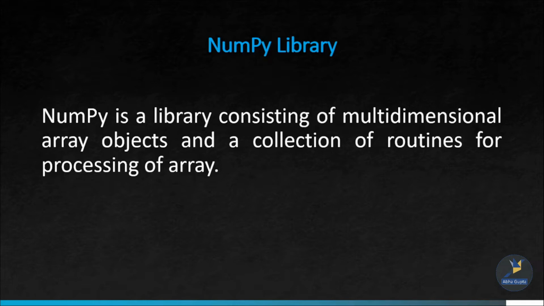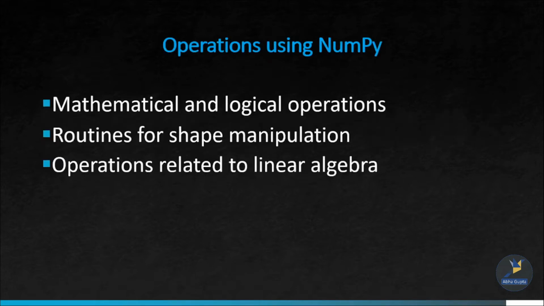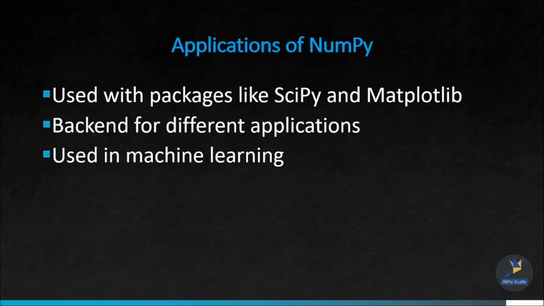Now, NumPy is an open source module of Python that is partially written in Python and mostly written in C and C++. Using NumPy, mathematical and logical operations on arrays can be performed. Using NumPy, Fourier transforms and routines for shape manipulations can be done. NumPy has built-in functions for linear algebra and random number generation. NumPy is used along with packages like SciPy and Matplotlib for plotting. It is used as a backend for different applications. It is also used in machine learning for performing mathematical tasks.